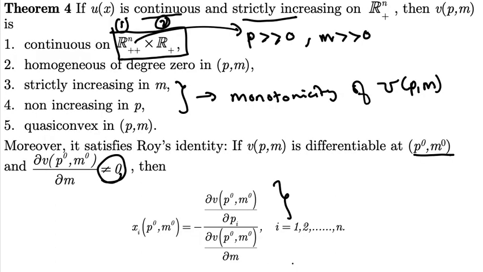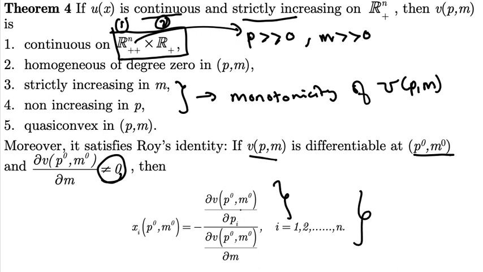And the next one is we need to show that this indirect utility function can satisfy Roy's identity. So it says that if the indirect utility function is differentiable at a certain price, call it P0, and also a certain income, call it M0, and at the same time, the partial derivative of the indirect utility function with respect to income is not equal to 0, then we can have this Roy's identity.